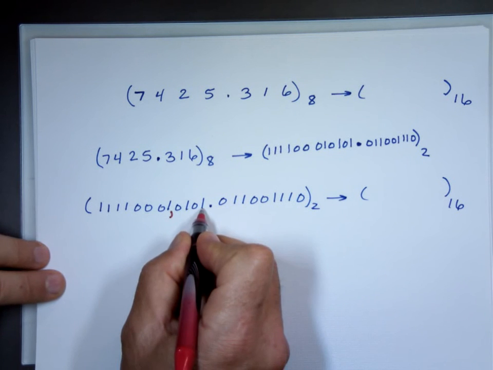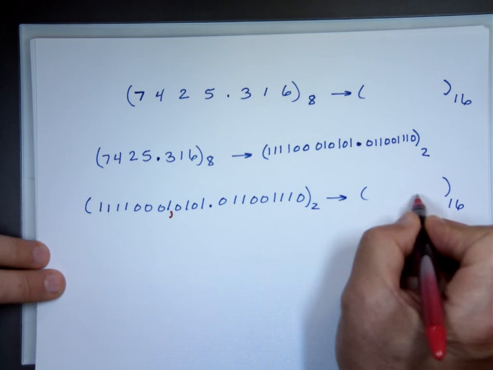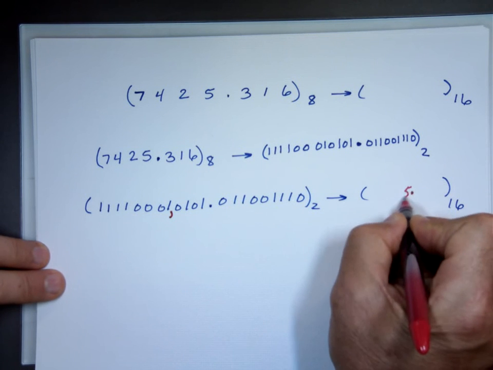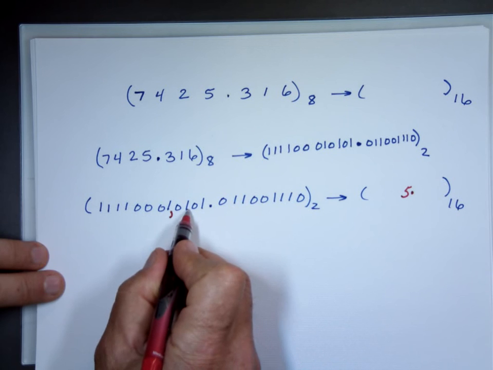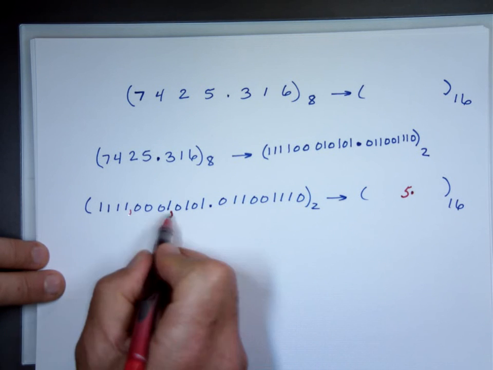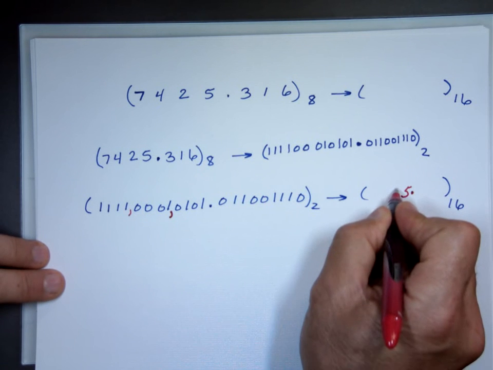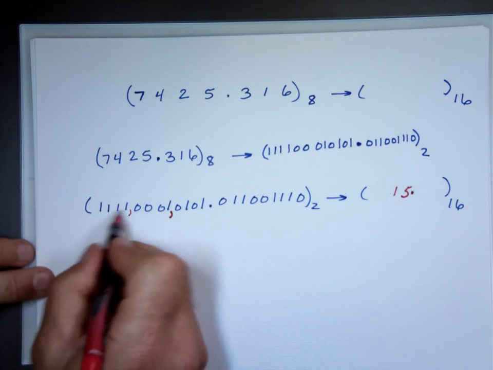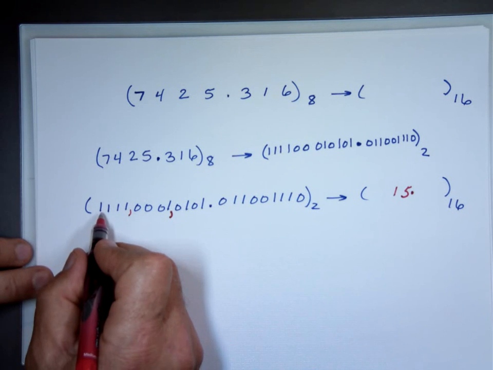1, 2, 4. What's 1 and 4? Is it a 5? Next group, 1, 0, 0, 0. That's a 1. And the last one, 4 ones, which is what? 15, which is F.